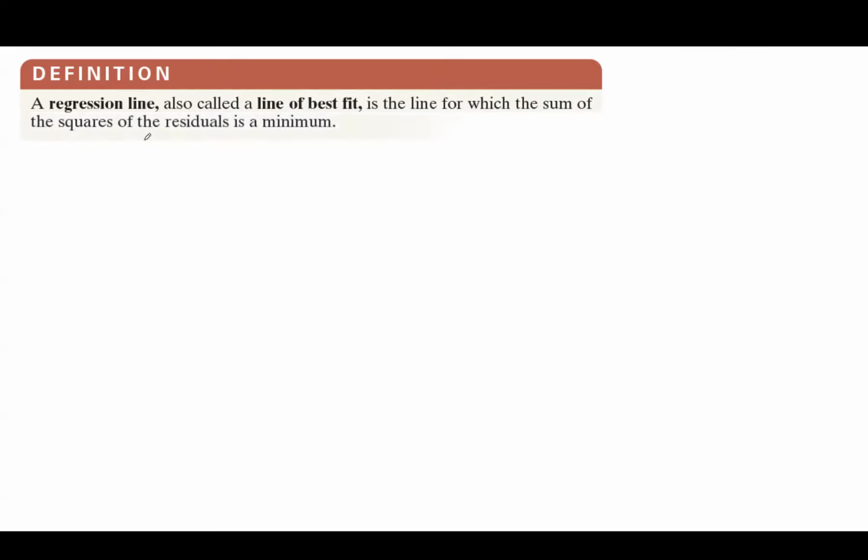Okay, we defined the regression line using the residuals and just the visualization. But what about the mathematical model behind it? A regression line, also called the line of best fit, is the line for which the sum of the squares of the residuals is minimum.